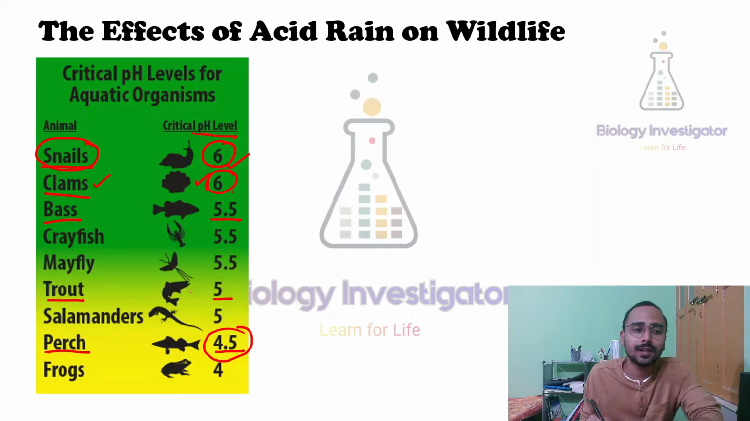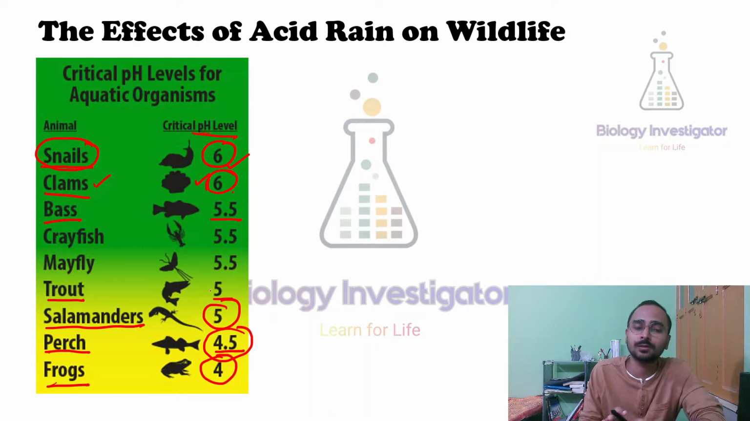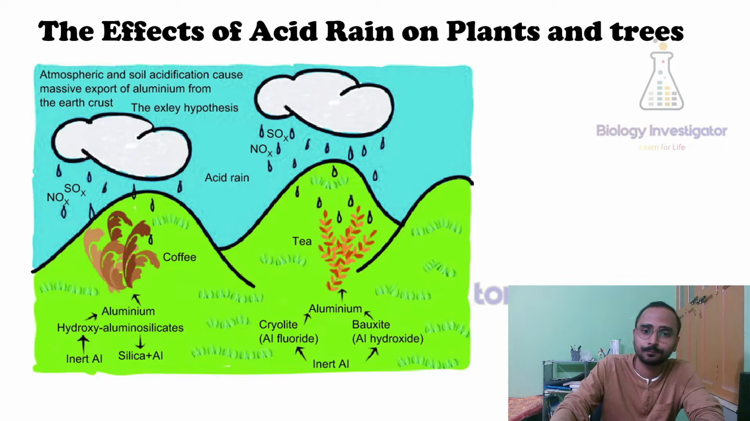And on the other hand, some other animals we can see here, frogs, they can survive up to 4. And salamanders, they can survive up to 5. So you need to remember these pH levels.